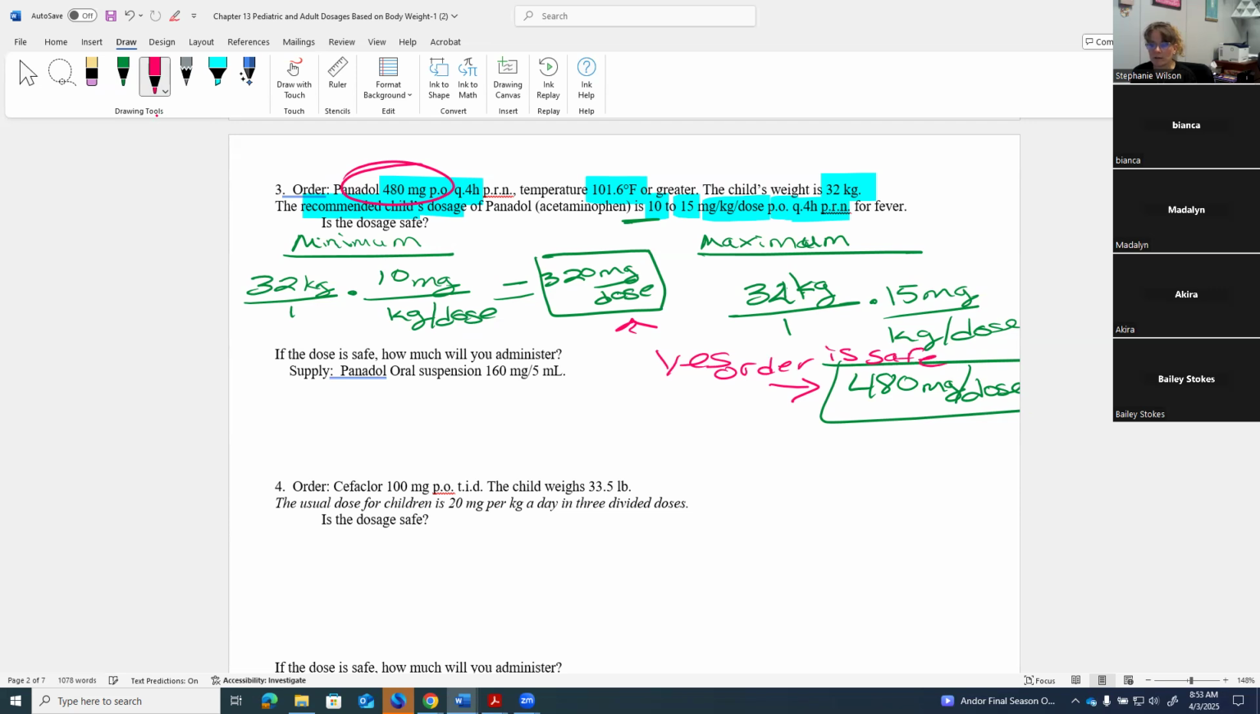All right, so now here is our supply. Let's figure out how much you're going to administer. So I'm going to take my order. And guys, the order is not always going to equal the maximum or minimum. A lot of times they'll fall between. So I'm going to take my order, divide it by the strength of the supply times the quantity of the supply. And now I got 480 divided by 160. And then I'm going to multiply that by 5. So it says 15 milliliters is what we will administer.